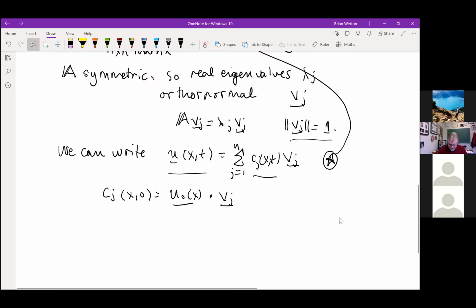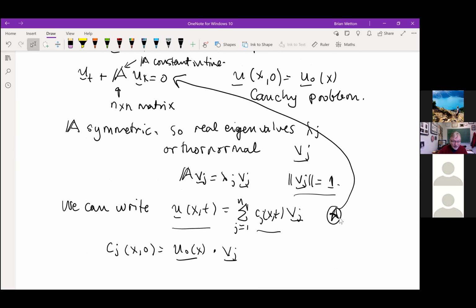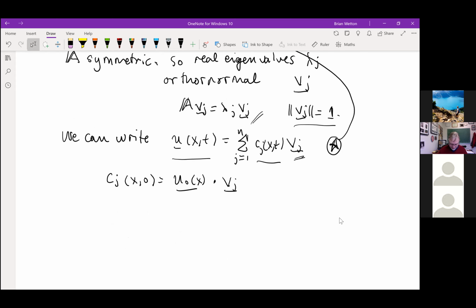Okay, so I'm going to take this and put it in here. The time derivative doesn't change the directions. And when I multiply by A, because they're eigenvectors, that also doesn't change the direction. And so I get a bunch of stuff which separates nicely into the eigen components, and I get the following.